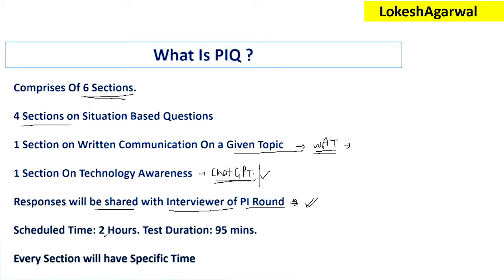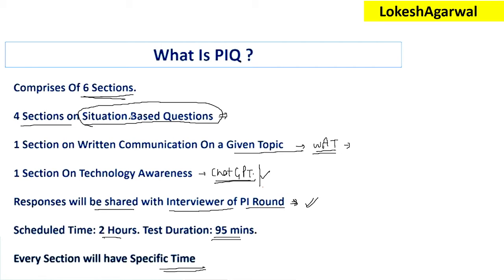The total time is 2 hours, but the test duration is only 95 minutes. Other formalities will be completed within 15-20 minutes. Okay, so out of 120 minutes, 95 minutes is for the test. Every section will have a specific time. So overall, this PIQ will have 6 sections, and 4 sections will be on situation based questions. So understand what is that situation based question, what is going to come in it, and how we will handle it. That we are going to discuss in the next slide now.